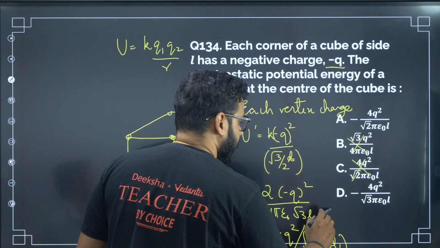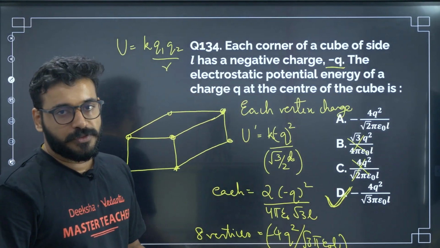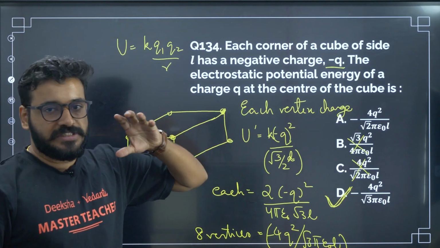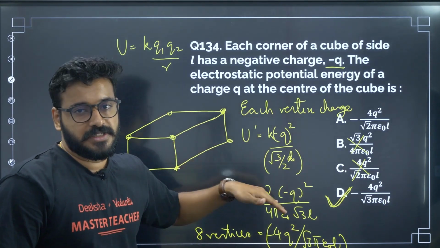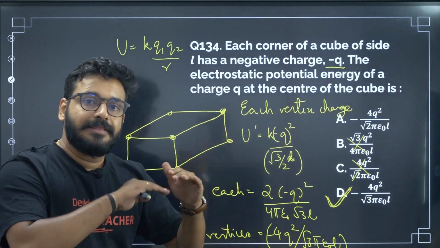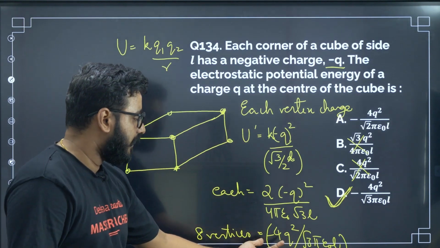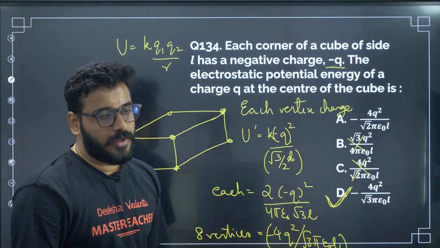So the correct answer here is option D. Once again, this is actually very simple because you have to do it step by step. First, you have to find for each of them, each combination of vertex and the center, what is the potential energy. And then you have to extrapolate that to all 8 vertices. Ultimately, you will get the answer as minus 4q square divided by root 3 pi epsilon naught L.